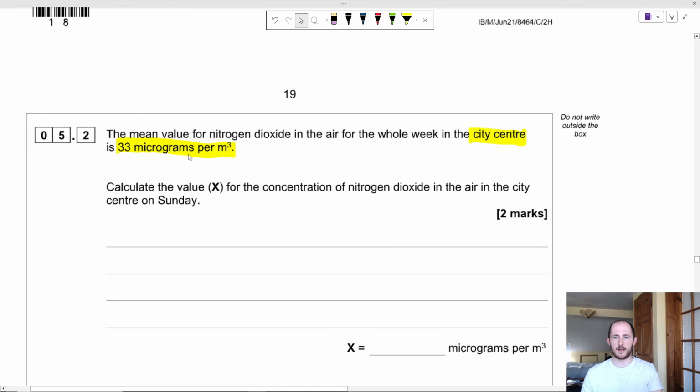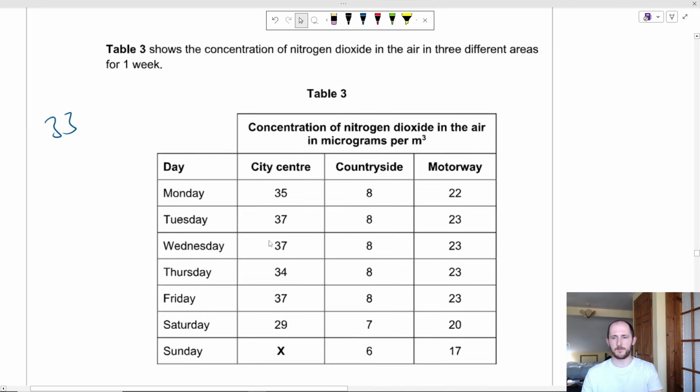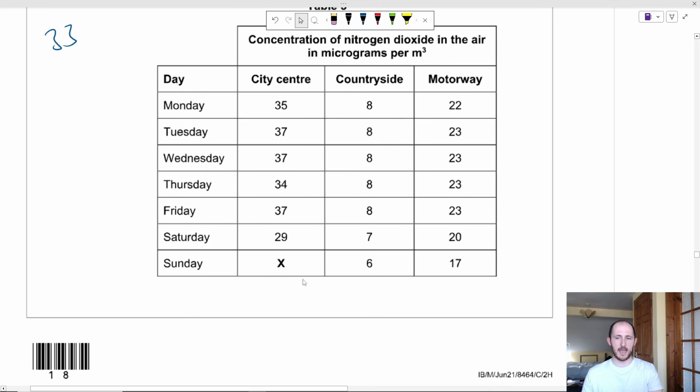And we need to work out the value of X for the concentration of nitrogen dioxide in the air in the city centre on Sunday. Okay, so I'm just going to write up the 33 over here. Now, if you look at the X, that makes sense, we know we're probably going to have a question asking us to find out that value, and that's exactly what this question is. It's saying that the mean for the city centre, so for all of these values on the left, is 33.